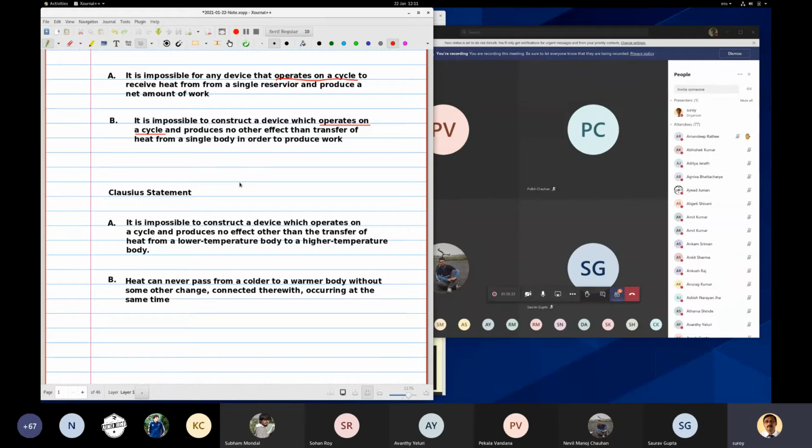So work has to be done. So it is not only transferring heat, there are some other transfers that have to take place. Only transfer of heat from a lower temperature to a higher temperature is not possible. You also have to have work transfer along with it.